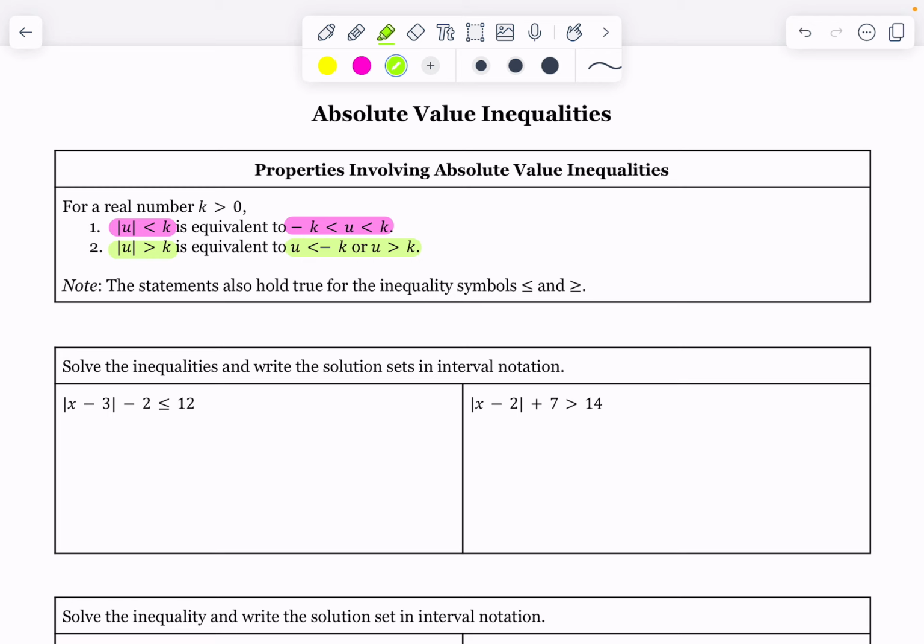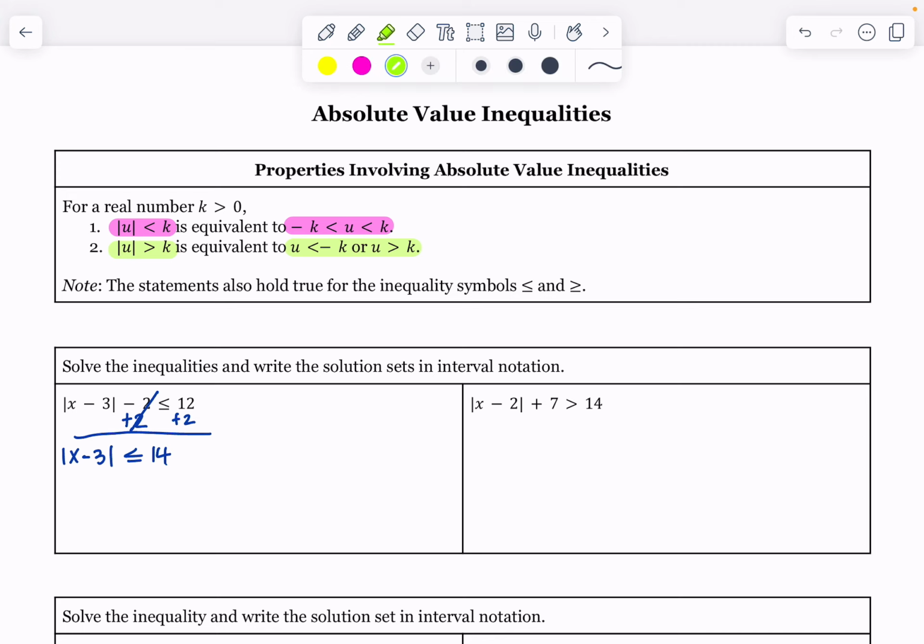So that's a couple properties that we need to put to memory, but once we talk about it, I think it'll stick. All right, so for the first one, we have the absolute value of x minus 3, minus 2 is less than or equal to 12. First, let's isolate the absolute value. We're going to add 2 to both sides, and we're going to have the absolute value of x minus 3 is less than or equal to 14.